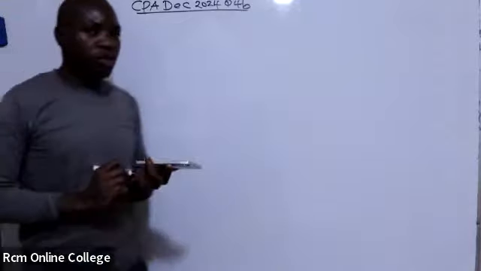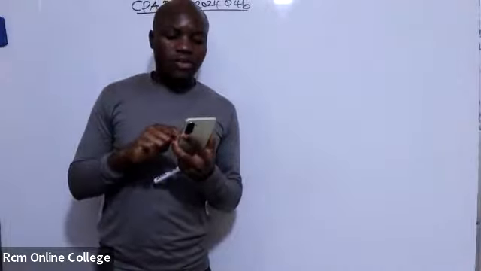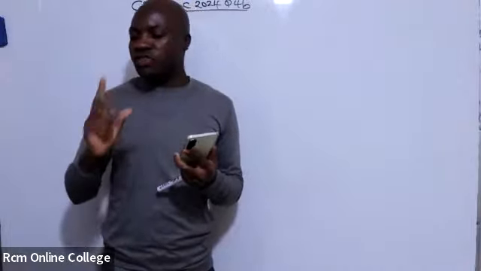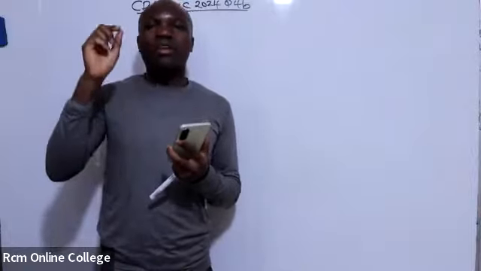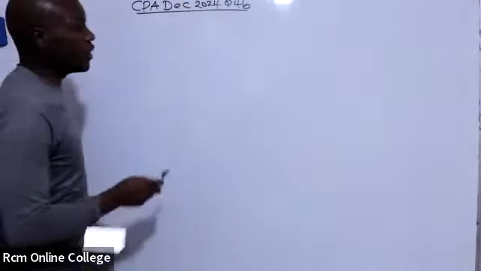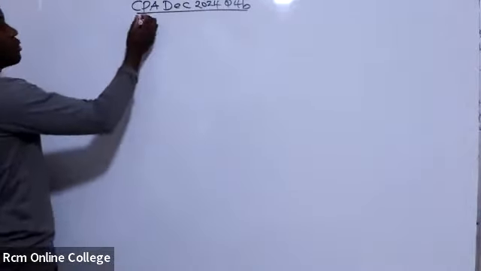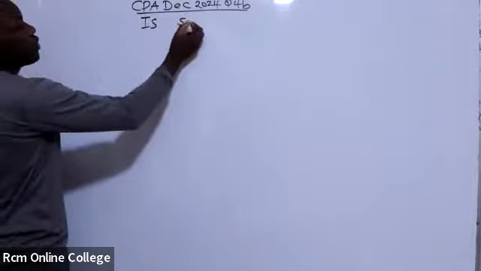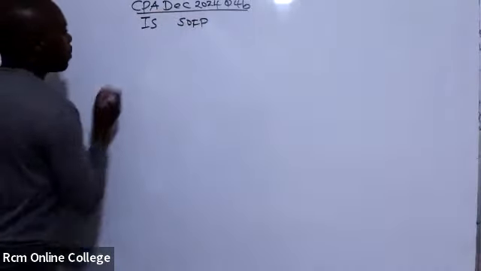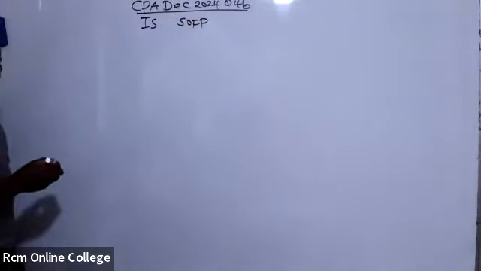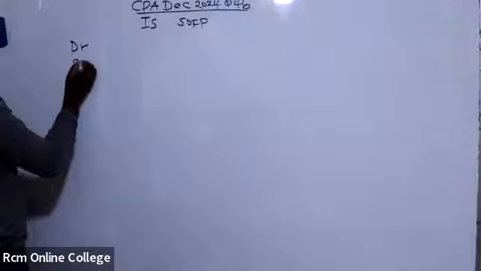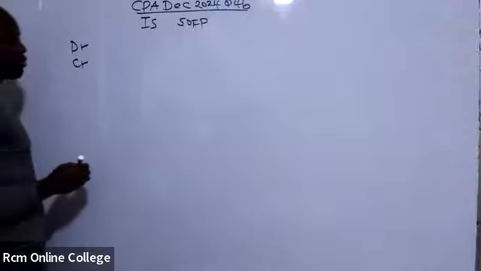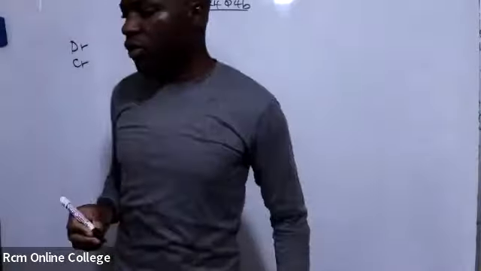We have been told that closing inventory was valued at 222,600. What we need to understand from the word go is that closing inventory normally affects these two statements, income statement and statement of financial position. When you're dealing with the closing inventory in the income statement, what do we normally say? You have to debit one account and credit another account.